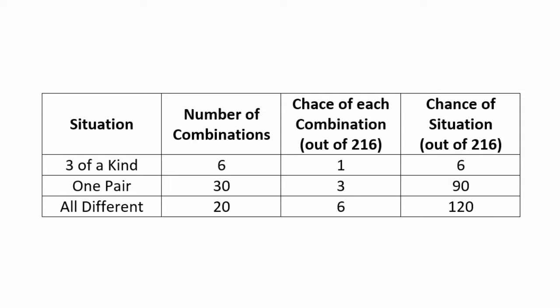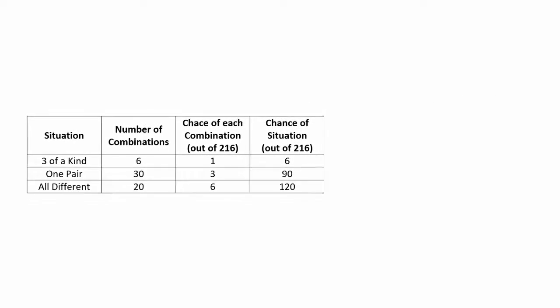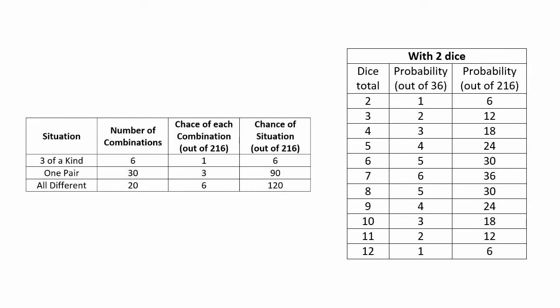Now we can compare the probability of getting each value on 2 dice with the chance of getting each of these combinations. The chance of rolling 3 dice and getting all 3 numbers the same is equal to the probability of rolling 2 dice and getting a 2. So we will just say that if we roll 3 dice and all 3 numbers match, that's a 2 when you roll 2 dice.